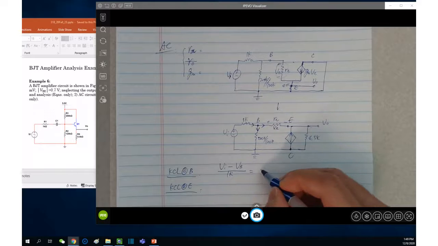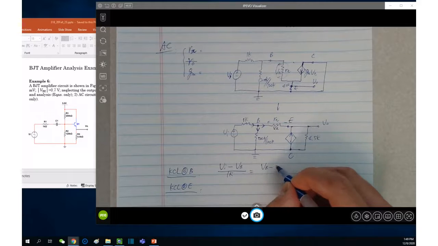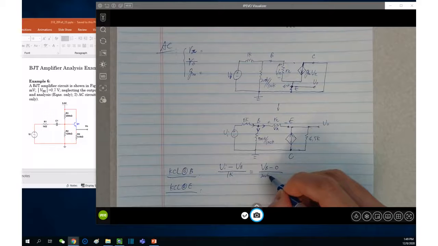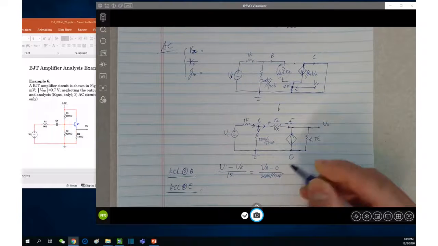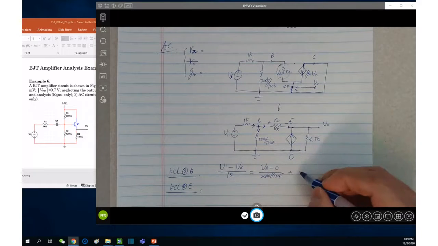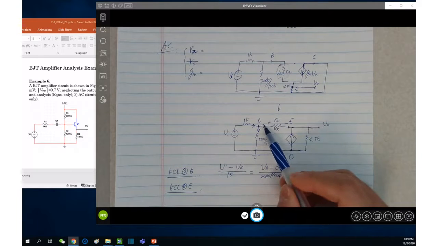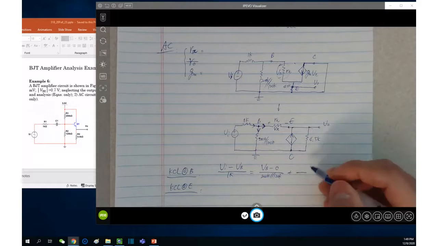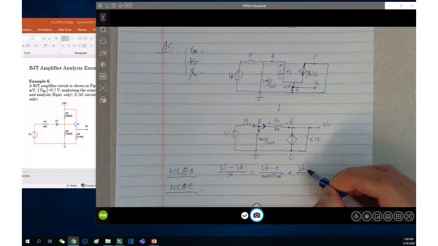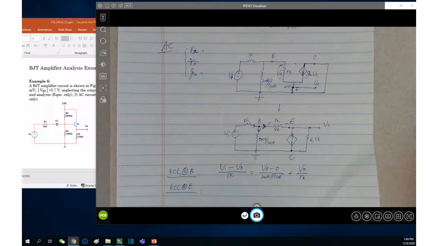This current equals VB minus 0 divided by 200K parallel with 120K, plus the current here, right? The current here is what? How do we express this current? How about V pi divided by R pi? It's Ohm's law. This is the current here.